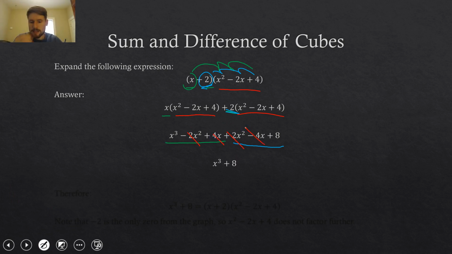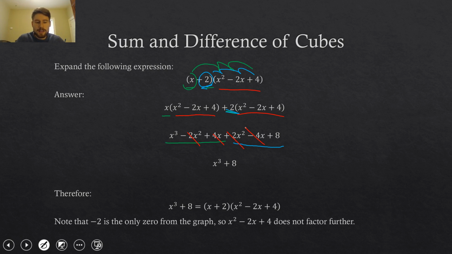And so ultimately that's just x cubed plus 8. When you expand the polynomial, you're not actually changing what it is, you're just rewriting it in another way. This tells us that x cubed plus 8 is the same as x plus 2 times x squared minus 2x plus 4, that they are in fact equal to each other.